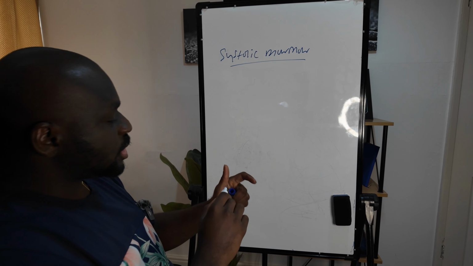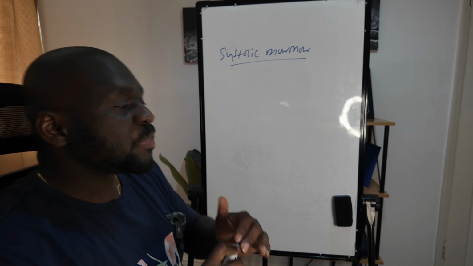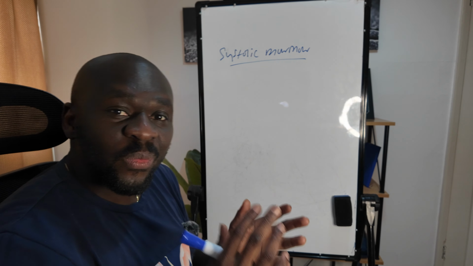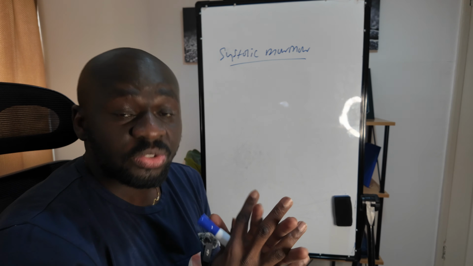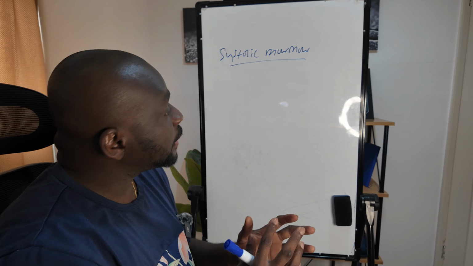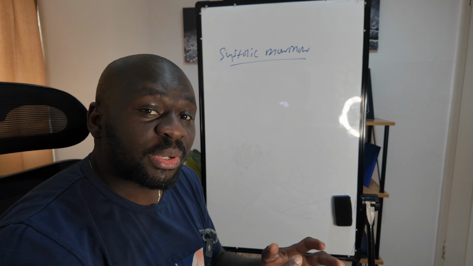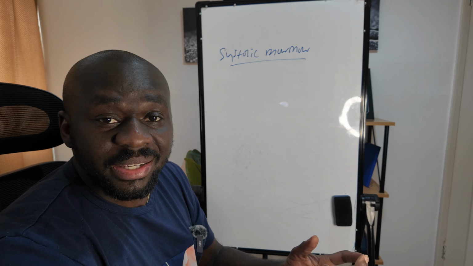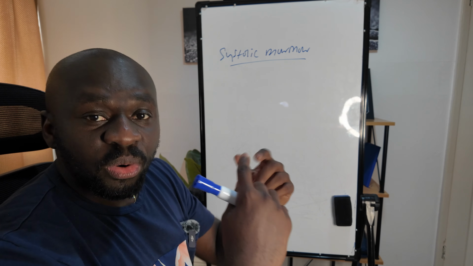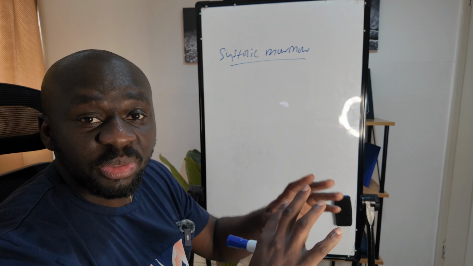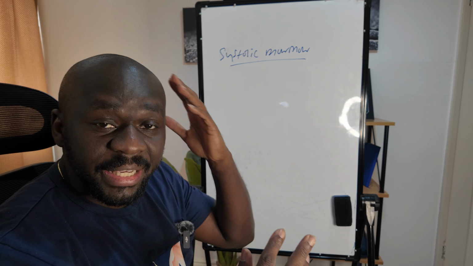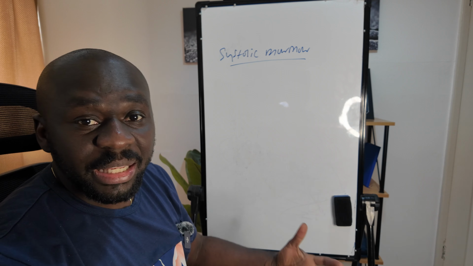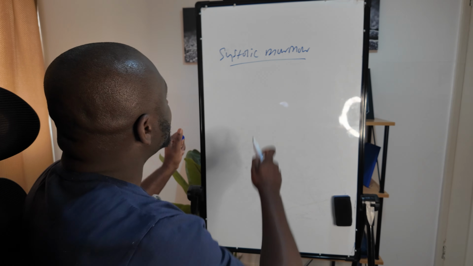Systolic murmurs happen at the phase where the ventricles are contracting. The ventricles contract with the aim of pumping blood out of the ventricles, either into the pulmonary circulation to the lungs or into the aorta, which will distribute the blood to the other parts of the body: the brain, your limbs, your abdomen, your thorax.